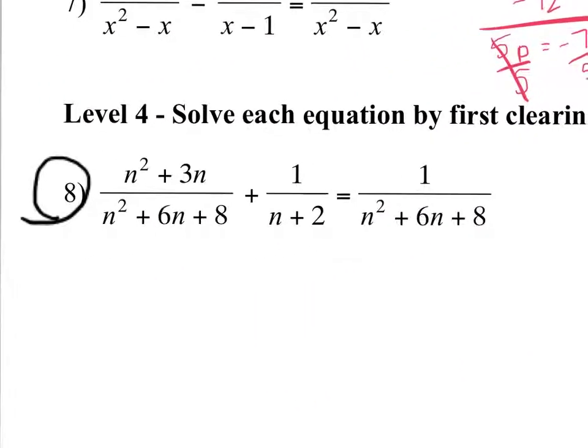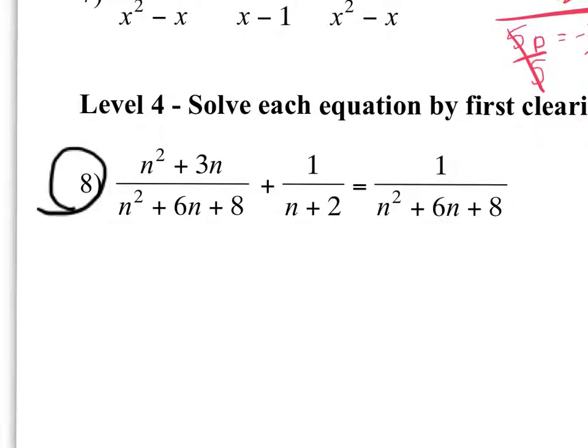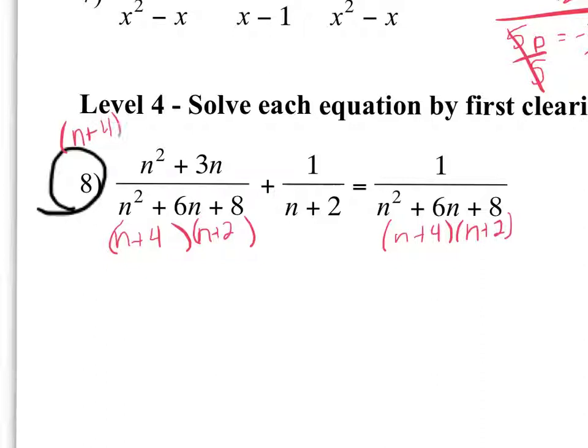When you move on to the last one, it's important that you put the denominators into factored form. This one would be two numbers that multiply to give us 8 but add to give us 6. That would be 4 and 2. And this one would be the same. So that's going to be our common denominator. When I multiply this one by our common denominator, it cancels. So we're left with n squared plus 3n.